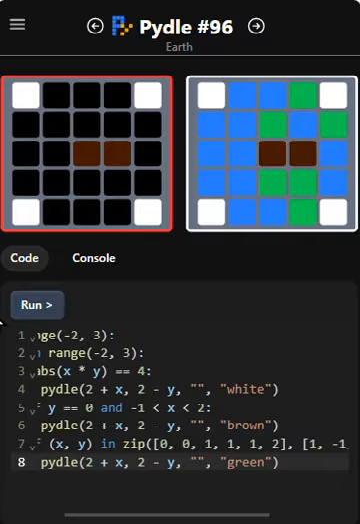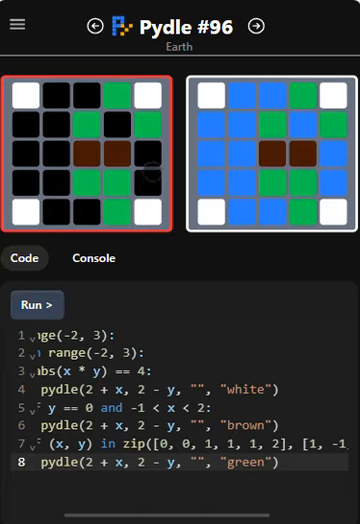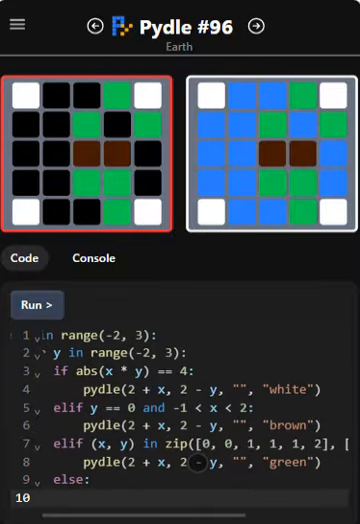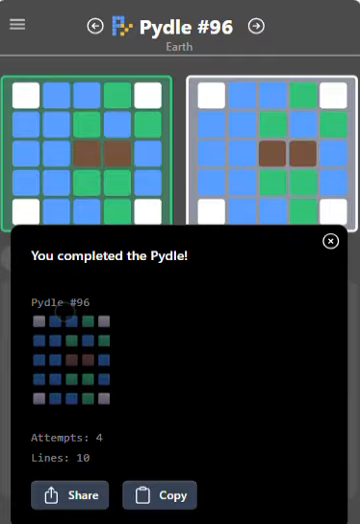Let's see what we've got so far. Okay, so all that remains is for us to color all the remaining pixels. So just say else, and all the ones that are currently black need to be blue. So we can just say color them in blue. There you go. That solves the Pydle.